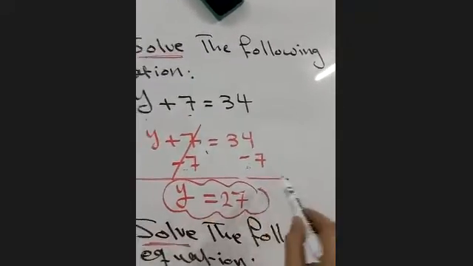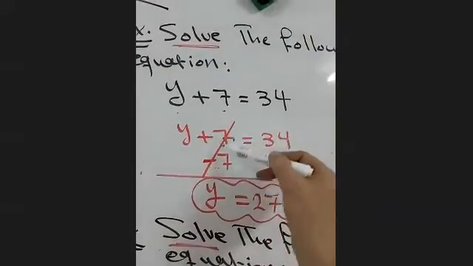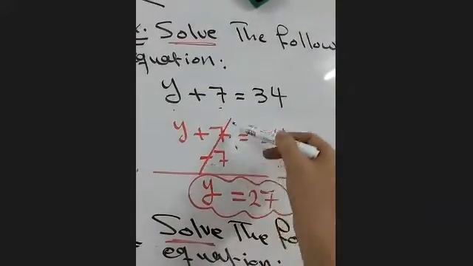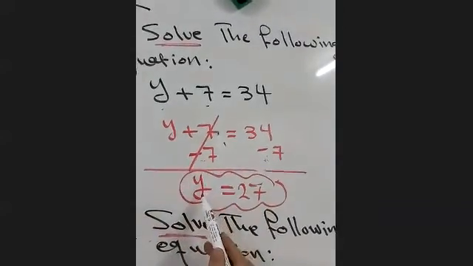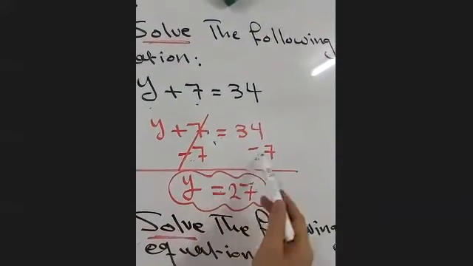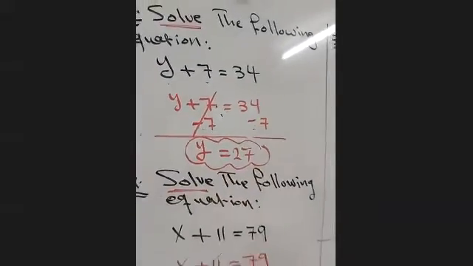And put a line. Now, 7 minus 7, they are gone. 7 minus 7 is 0, no need to write it. What is still here? Still y. Equal comes down, and here we do the subtraction. 34 minus 7 is 27. Done.